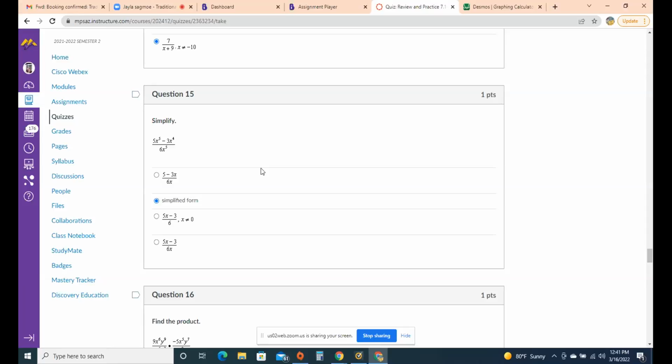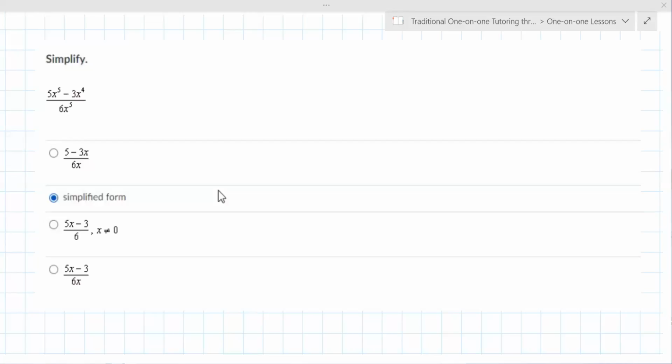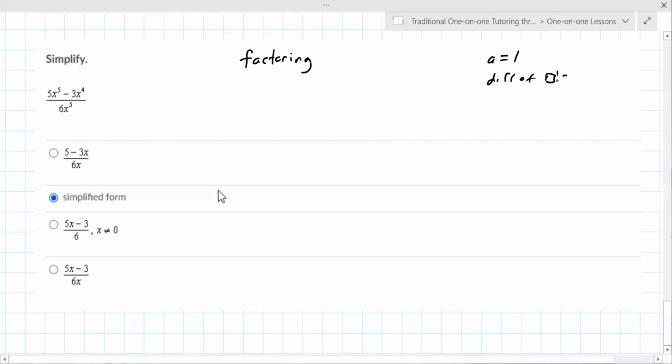And I know factoring, I don't think factoring is very interesting. But there are like 10 different types of factoring, and the a equals 1 that we just did is one of them. The difference of squares is one of them. This one for this problem is called the GCF, the greatest common factor. And the greatest common factor can be a number, a letter meaning variable, or it can be both.